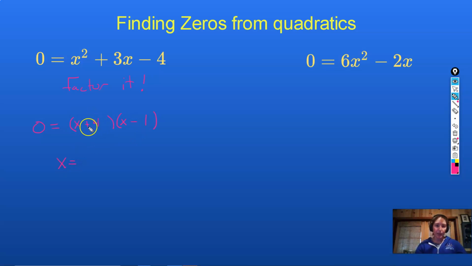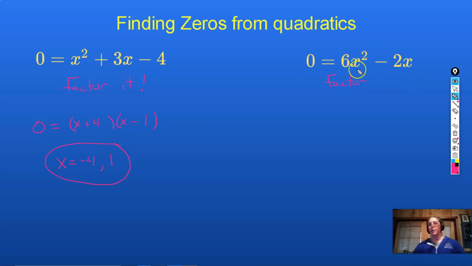So if x plus 4 is a factor, then x equals negative 4 is a 0. And if x minus 1 is a factor, then x equals positive 1 is a 0. So there's our zeros there. So same thing for this problem, factor it.